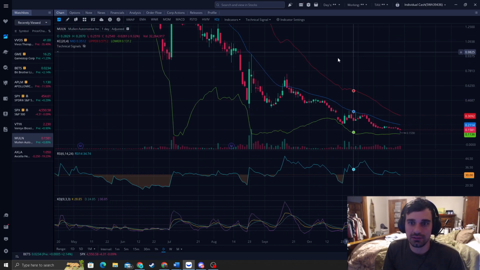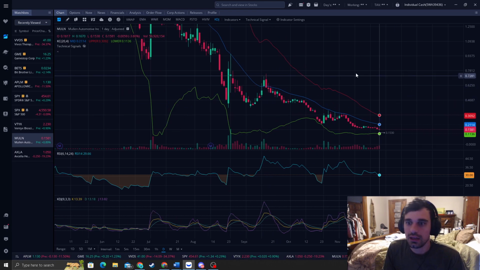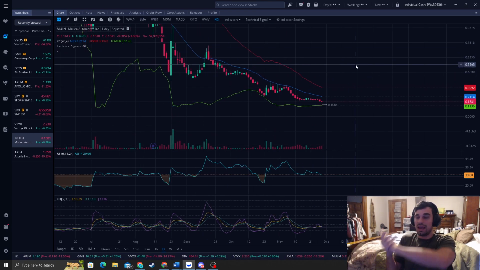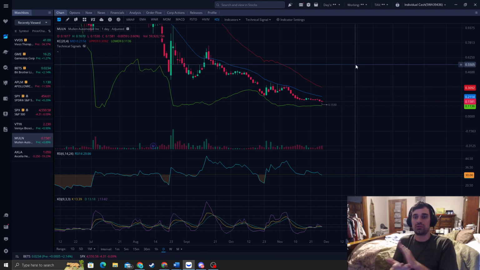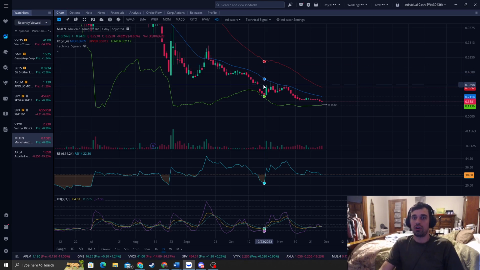Here, occasionally it went above it, but price will touch it and it will decide where it wants to go next. Does it want to go to the red band or to the green band? I don't care. I am selling at the blue band all the time.